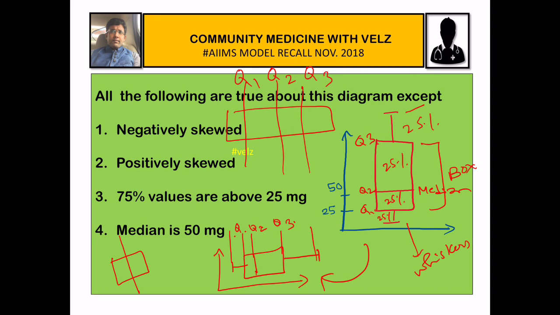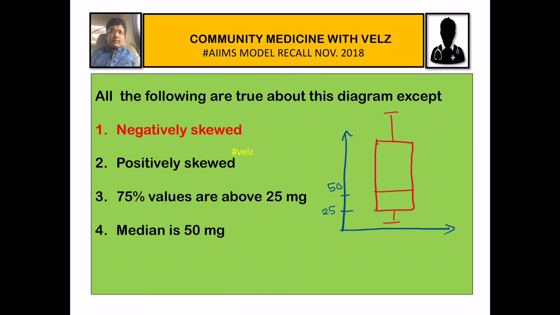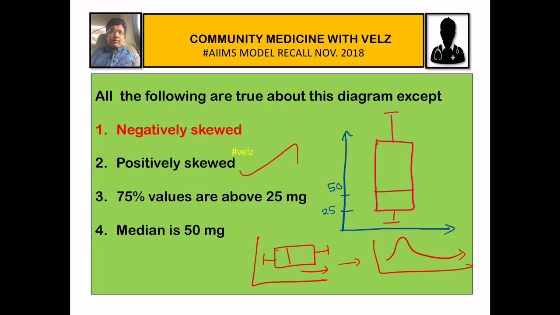So what is this graph? Is it negatively skewed or positively skewed? So this we are drawing. It is a long skew towards the right hand side, so it is positively skewed. So this graph is positively skewed.